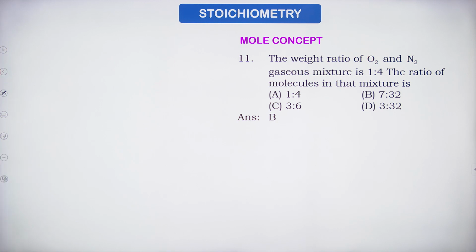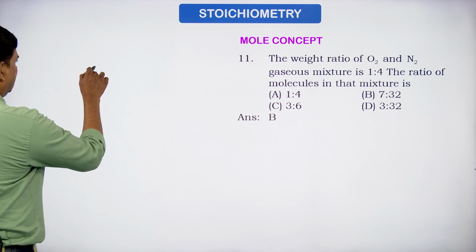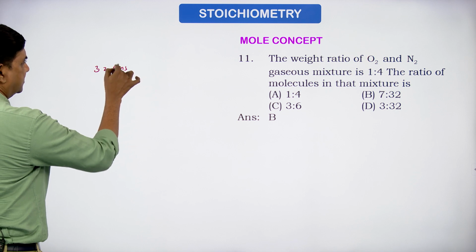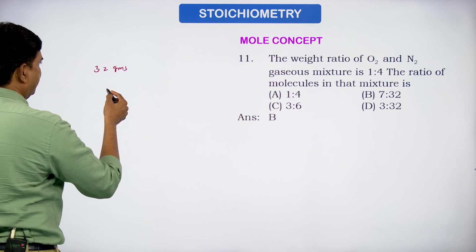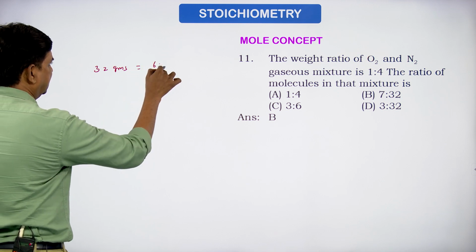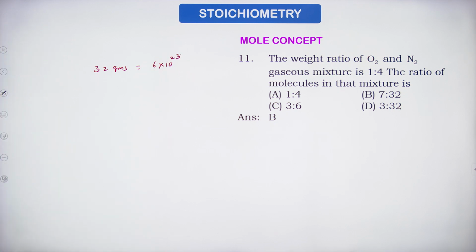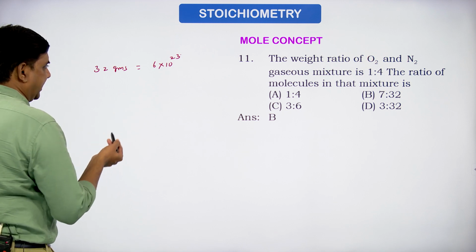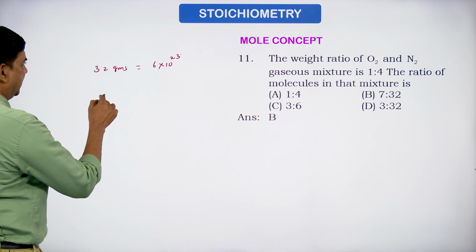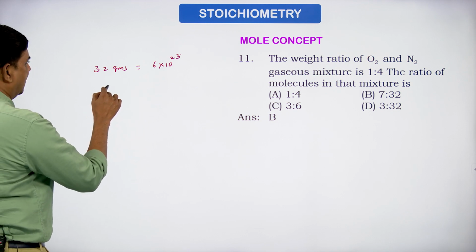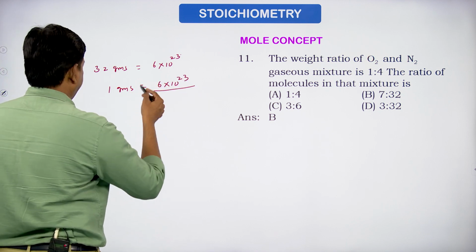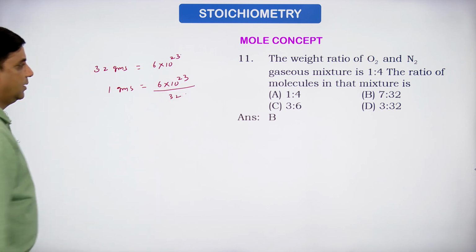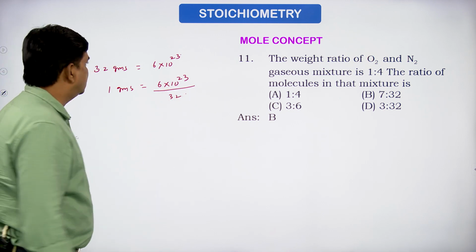So, let us say we take 32 grams of oxygen. 32 grams of oxygen contains 6 into 10 power 23 molecules. So 1 gram of oxygen contains how much? That is 6 into 10 power 23 by 32 number of molecules present.